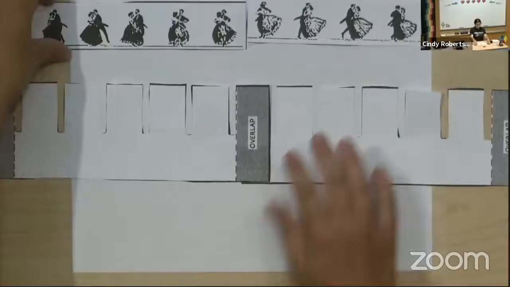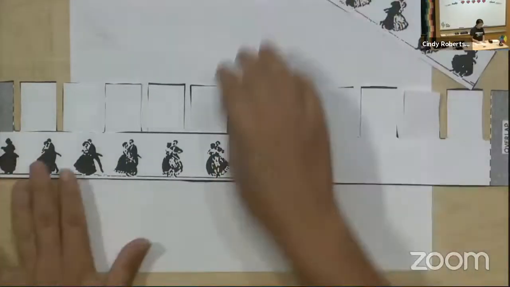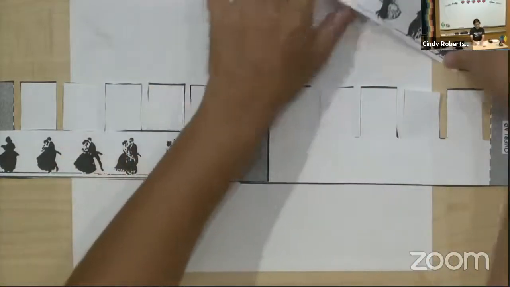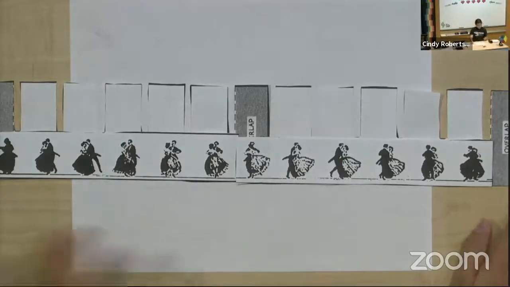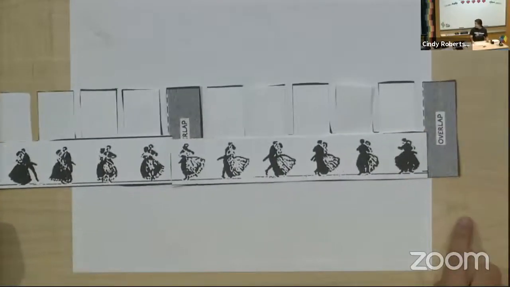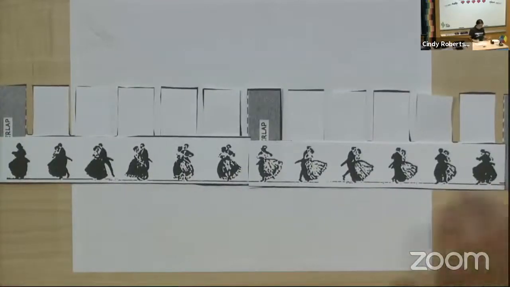And then we have our two images. We're going to put them all the way to the left. So as you see, they're back to back, and this part that says overlap is uncovered. That's the way we want it. So yeah, now we're just going to tape it down.